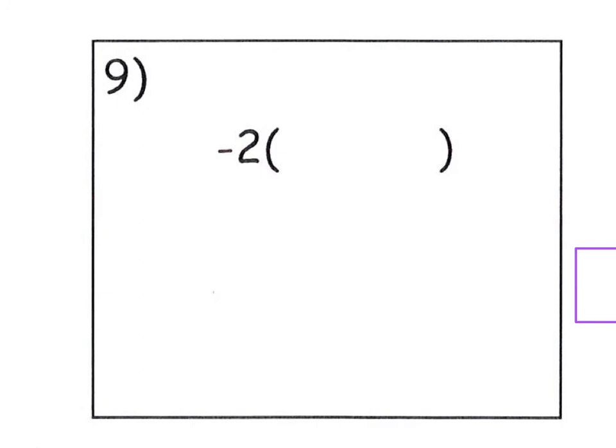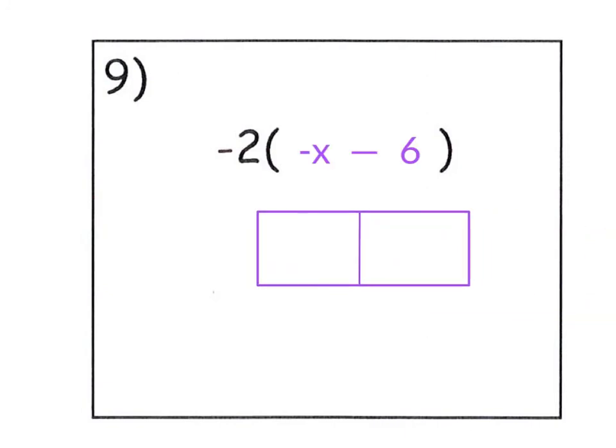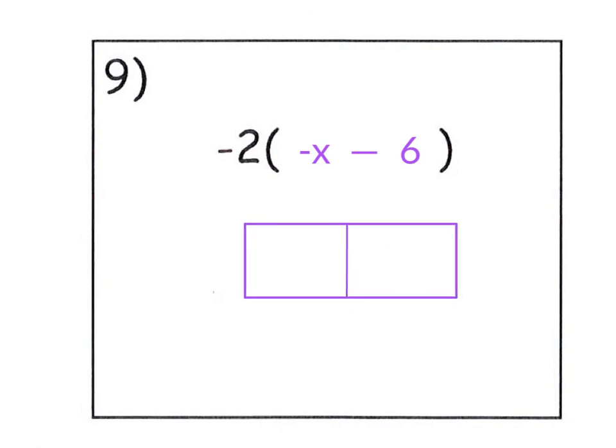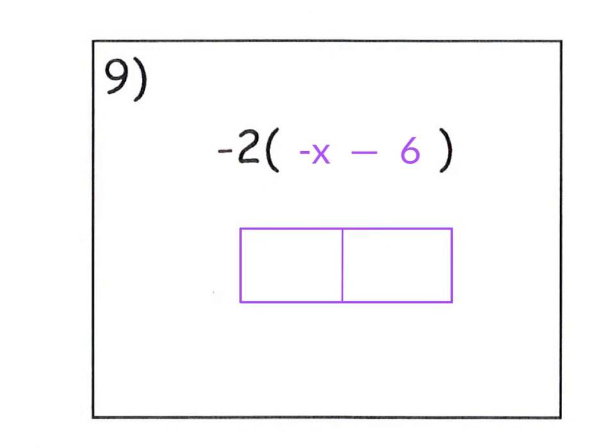All right, on to number 9. In the parentheses, I want you to fill in a negative x minus 6. So in order to multiply, we're going to fill in an area model. So I'm going to bring my area model over again. On the side, I'm going to put my negative 2, because remember, we're multiplying this negative 2 times both the terms in the parentheses, the negative x and the negative 6. So I'm going to put the negative 2 on the side, and the negative x minus 6 on the top. And then we're going to multiply.